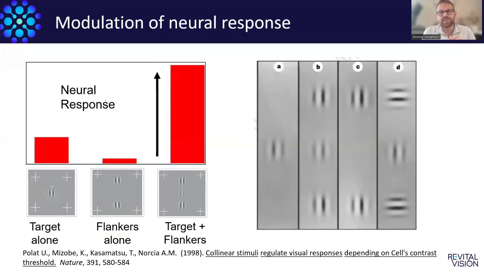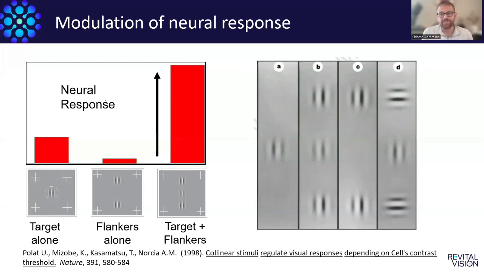This slide further explains the previous one. The red column represents the neural response to a single target Gabor. The middle demonstrates suppression or lack of neural response in the case of flankers alone, and the strong response facilitation to the triple Gabor image, targets and flankers. Facilitation happens in very specific parameters only.